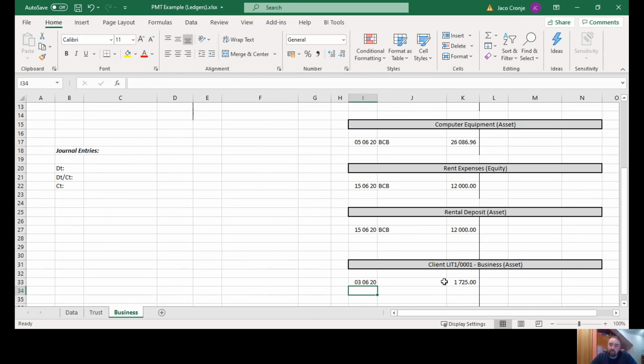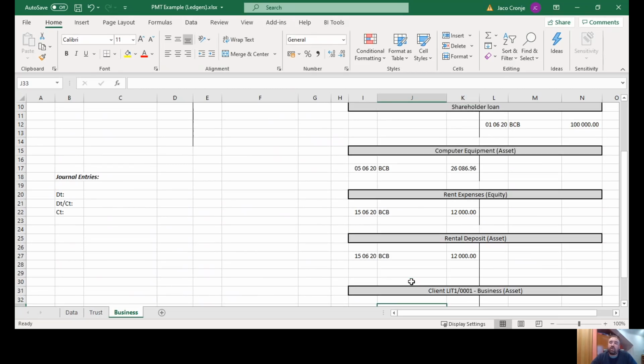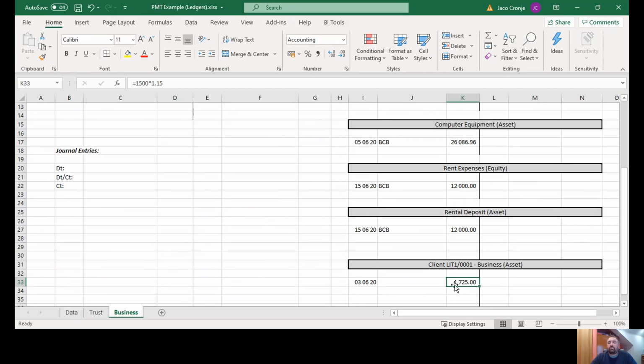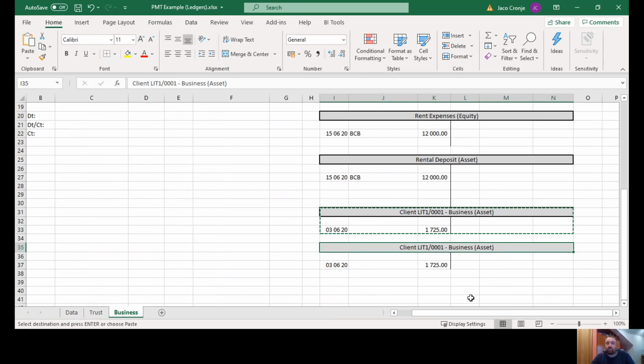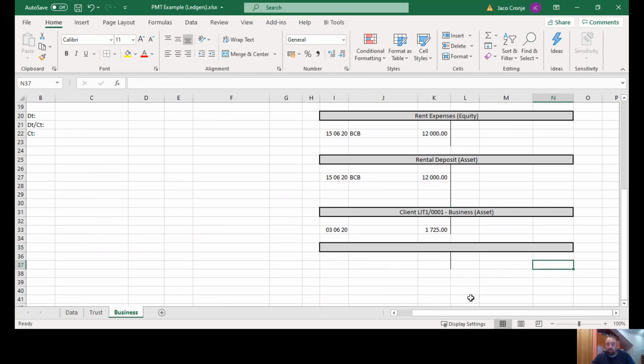Right. Now, we won't put the contra accounts in yet because we don't know what they are. So I've got a debit of 1,725 Rand. Okay, now I know that I've got to open up another T account, and that T account has to have a transaction on the credit side. Amount in there.